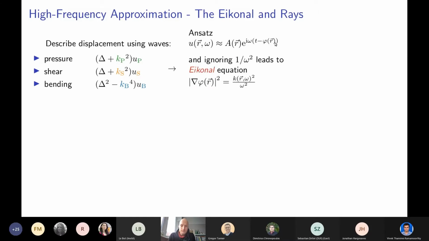And if you put this in, you're led to an expansion in terms of 1 over the external driving frequency, denoted with omega here. And if you discard terms which are very small due to dividing them by this very large number, then you are led to the so-called Eikonal equation. And while this equation looks considerably more horrible than the one on the left-hand side, it is simpler because it's just a first-order partial differential equation.